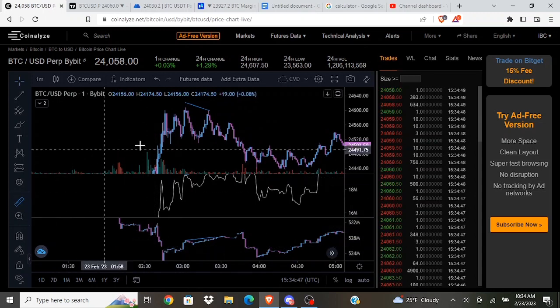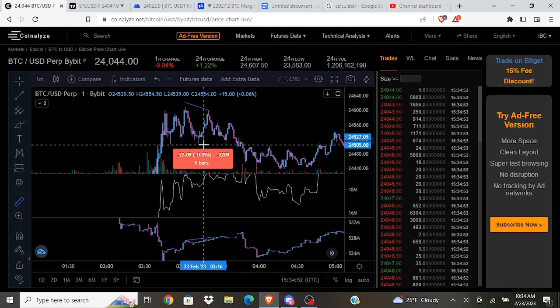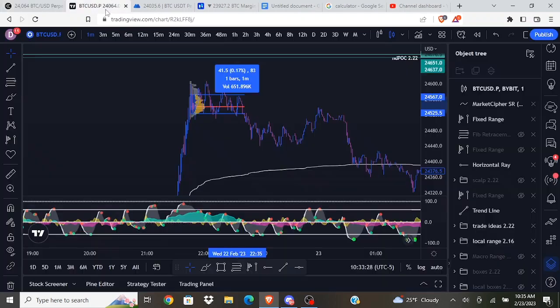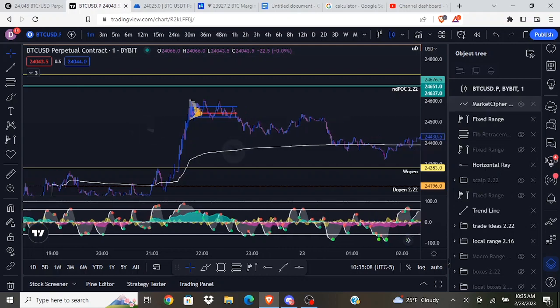Again, I had a very, very tight window of invalidation. If I got stopped out here, it would be a small loss. So yeah, I basically was just trading that tiny little scalp range, and hopefully I would have ended up in a winning position.